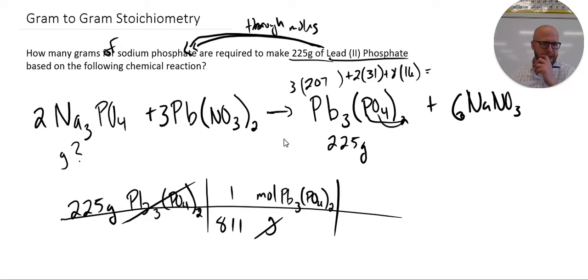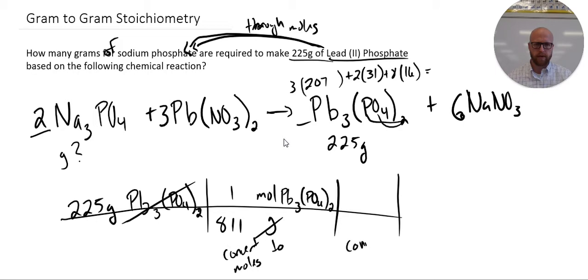And remember, we have this ratio from our balanced chemical reaction. I know that I need 2 moles of sodium phosphate for every 1 mole of lead 2 phosphate. So that's going to be my next thing. So first, you're going to convert to moles, sorry. And now we're going to convert to a different chemical. Okay, so my moles of lead 2 phosphate are going to go down here in the bottom because I want it to cancel out.